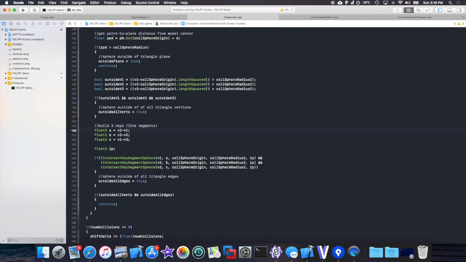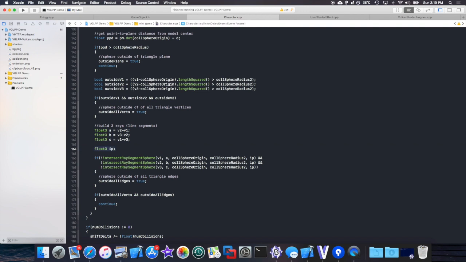So, first we know we need three rays from the line segments. We essentially build three vectors that go around the ring of the actual triangular polygon, and we call those A, B, and C. Those vectors essentially allow us to know the vector from the first vertex to the second, to the third, and the third back to the first. And that builds our loop.